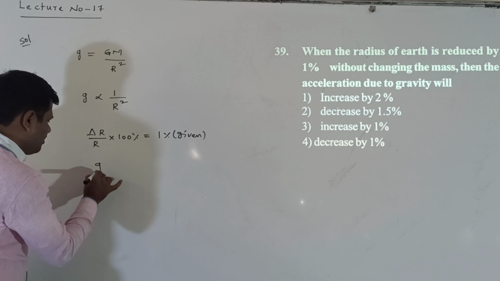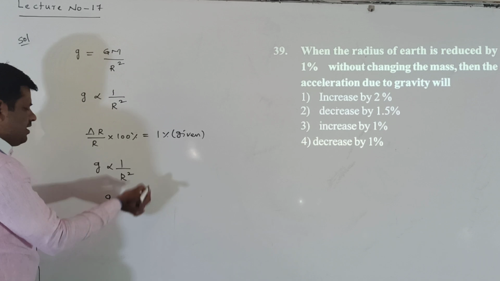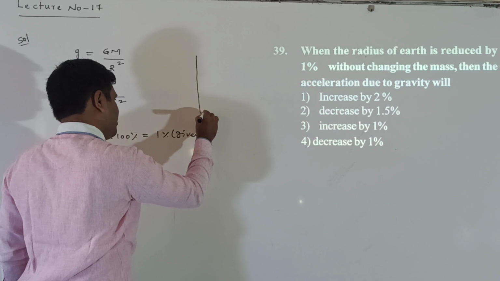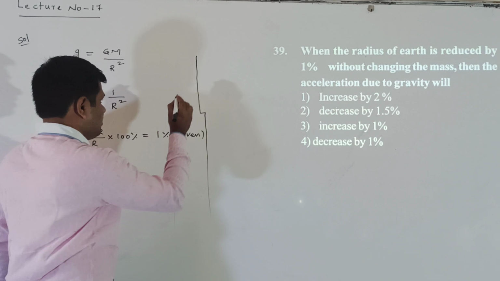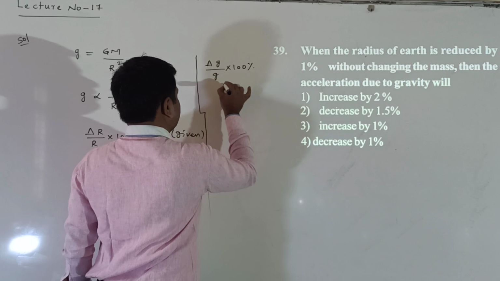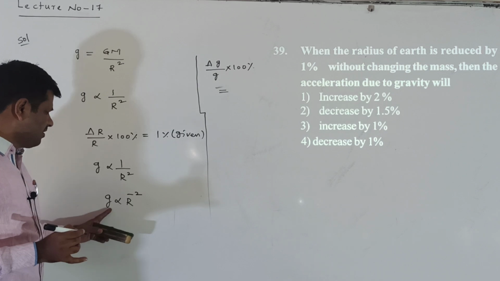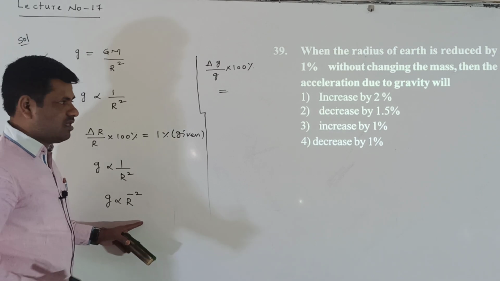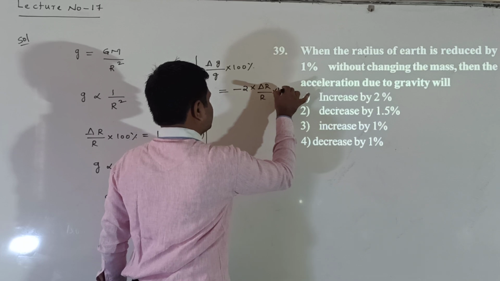Here g is proportional to 1 by r square, which means g is proportional to r to the power of minus 2, taking r into the numerator. So from this I am applying the error formula. These rules come in the errors topic. That is, delta g by g into 100% is equal to, when writing the error formula, here minus 2 is there, that is minus 2 into delta r by r into 100%.